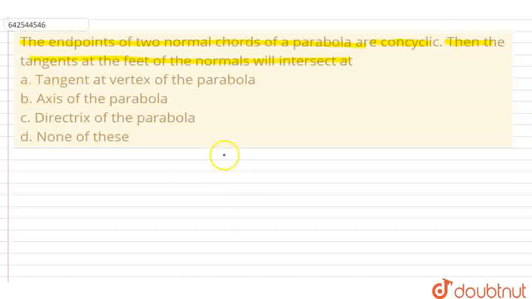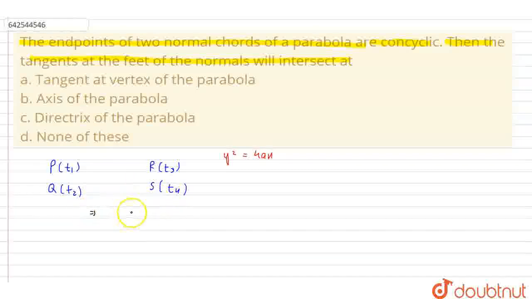So let us take the parabola to be y square equals 4ax, and normals are drawn at 2 points P, t1 and Q and R, t3, and they meet the parabola again at the points Q, t2 and S, t4 respectively. Now it's given that t1, t2, t3 and t4 are concyclic.